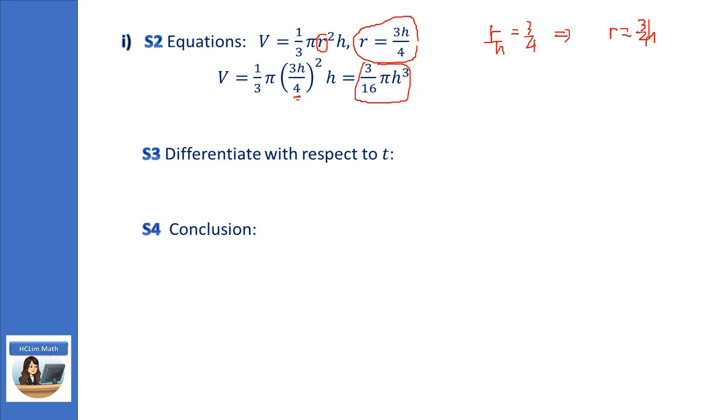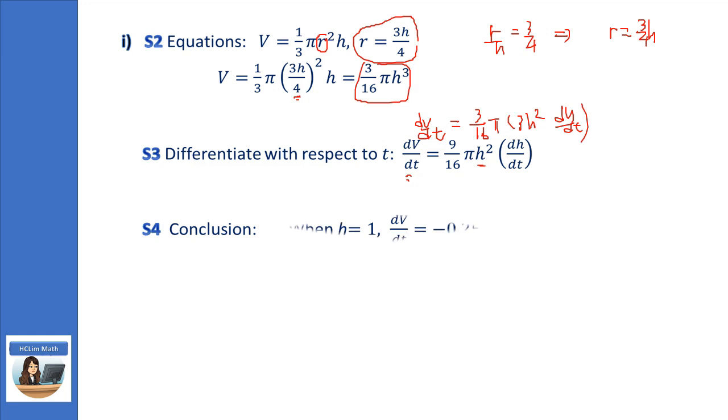So after that, I try to differentiate both sides with respect to t. So I have my left hand side as dV/dt, and my right hand side will be 3 over 16 pi times 3h square dh/dt. So I simplify it, and I get 9 over 16 pi h square dh/dt. Okay, after that I substitute my value of h and the value of dV/dt, respectively with the value of 1 and negative 0.25.